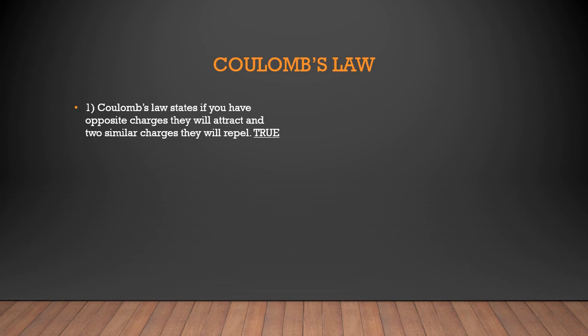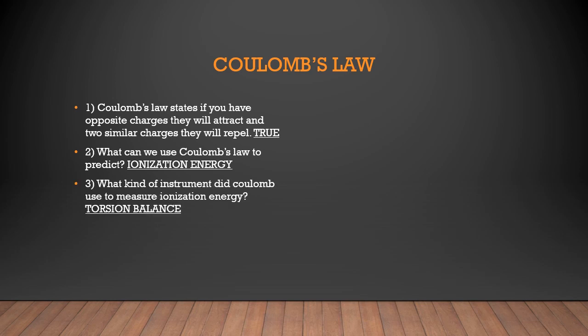Coulomb's law. Coulomb's law states that if you have opposite charges, they will attract, and two similar charges, they will repel, and that is true. That is the basis of how we learned about magnets and magnetic fields. What can we use Coulomb's law to predict? That would be the ionization energy, and we'll go over that in a second. What kind of instrument did Coulomb use to measure it? And that was the torsion balance.